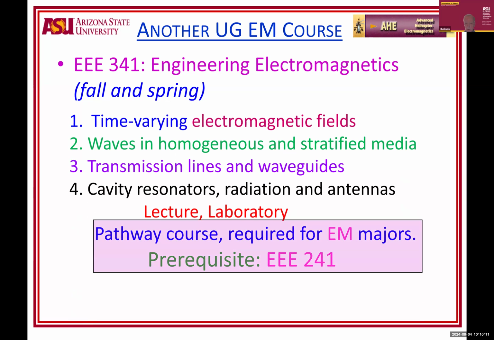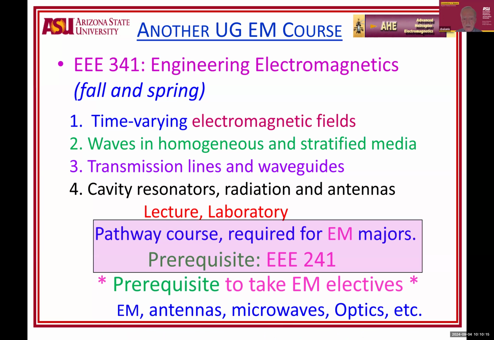And EEE 241 is a prerequisite. Again, repeating, take elective courses in electromagnetics like antennas, microwaves, optics, electromagnetic courses, advanced electromagnetic courses, EEE 341, 541, graduate level, and so forth. You must take 241.